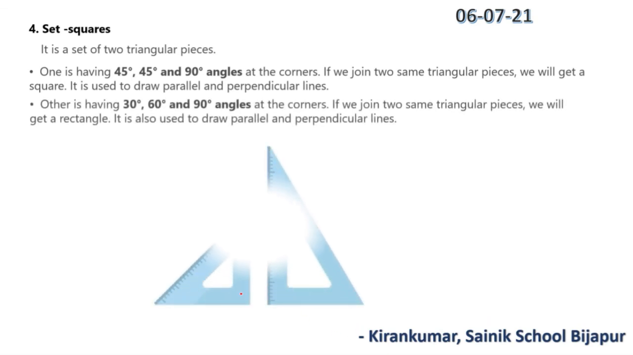These are the 2 set squares which are there in your compass box. One of the set squares has 90 degree, 45 degree and 45 degree. The other one has 90 degree, 60 degree and 30 degrees. If we join two similar set squares of this type, we get a rectangle. And if we join two similar set squares of the other type, we get a square.